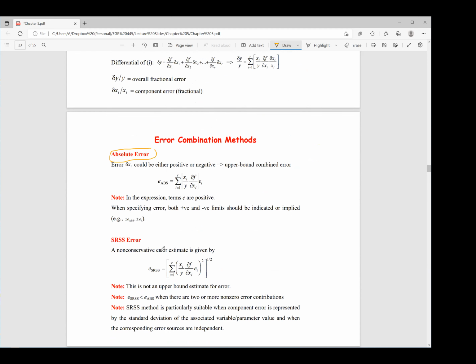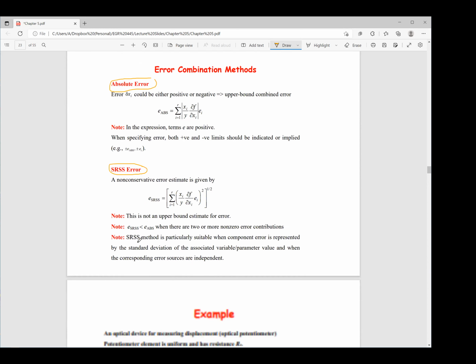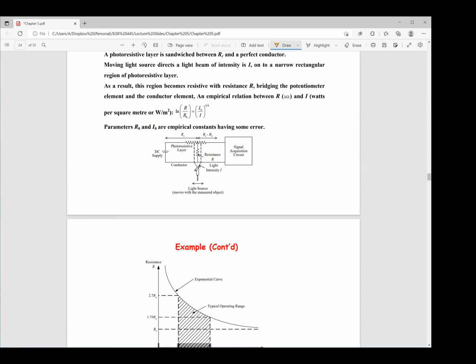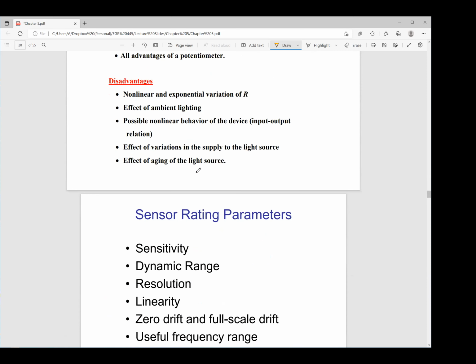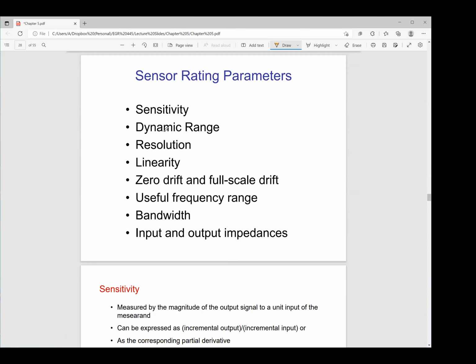We can say the sum of squares and square root. This is just like the Pythagorean error that we talked about, wherein you have individual errors, you square those errors, add them together, and take a square root. So it is an absolute error, and it is called the SRSS error. And here is an example that I will discuss in the next class, which talks about the error analysis. But once again, a brief recap.